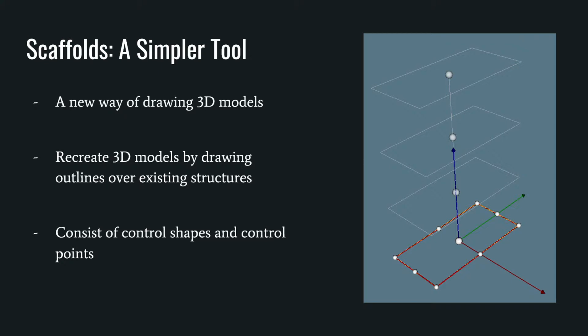You can kind of think of this as if you're in real life and you want to make a normal drawing, you can either trace over an existing drawing or you can completely freehand that. And scaffolds are like tracing over something that's already there. Scaffolds consist of two main components, control shapes and control points. Control shapes are the outline of the shape. Here they are the rectangles, the bottom one being highlighted in red, and control points are the actual data points of the file, and here they are the gray spheres.